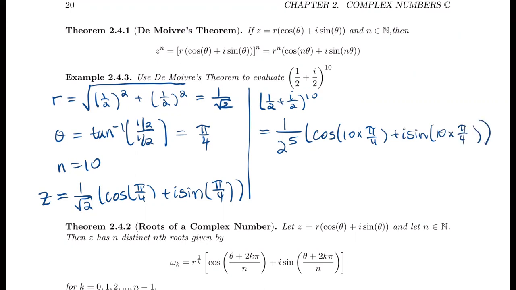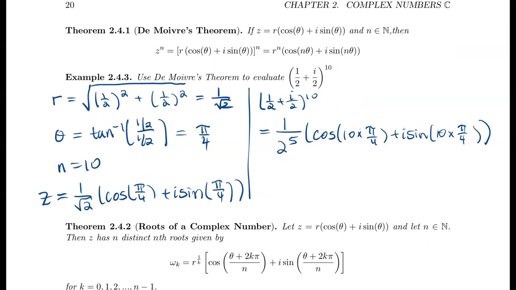And that's how you would use de Moivre's theorem to evaluate complex numbers that are of higher powers. Similarly, if you were to evaluate this, maybe say to the power of 100, for example, you would just, instead of 10, put 100, and the same process applies.